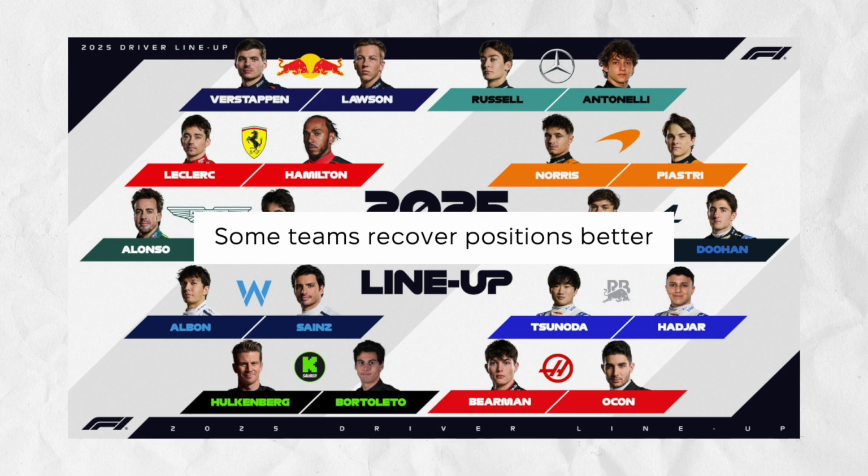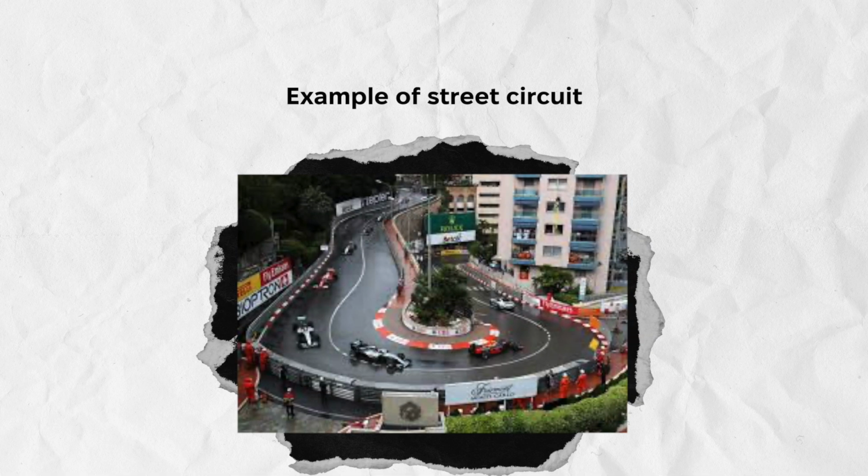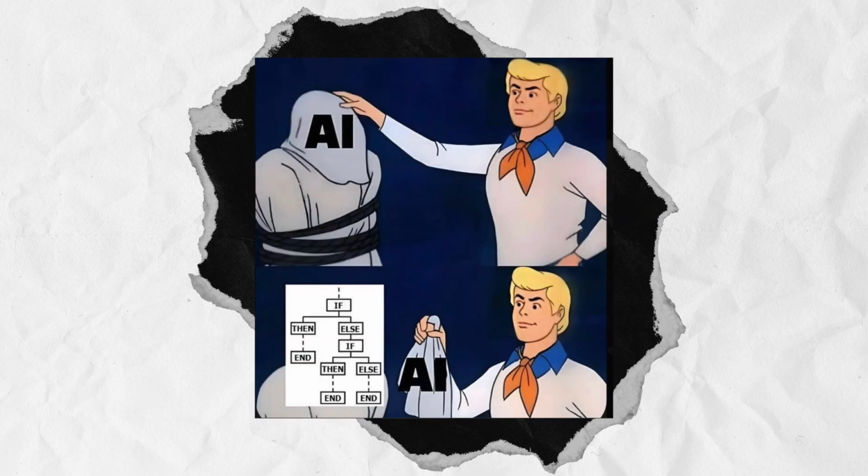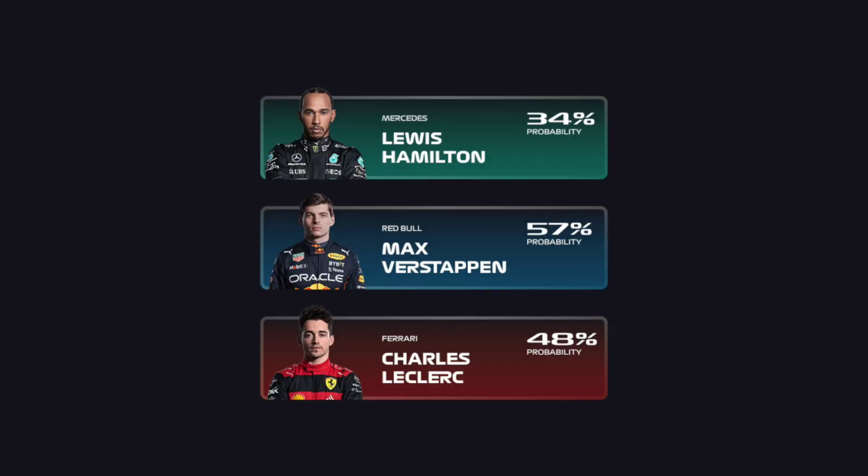It can learn things like grid matters more at Monaco than at Monza. Some teams recover positions better than others, and win probability drops sharply after position 6 on street circuits. So after applying these trees, which are basically if-else statements that correct each other, we get a list of people who would probably win the next race, with the probabilities next to them.